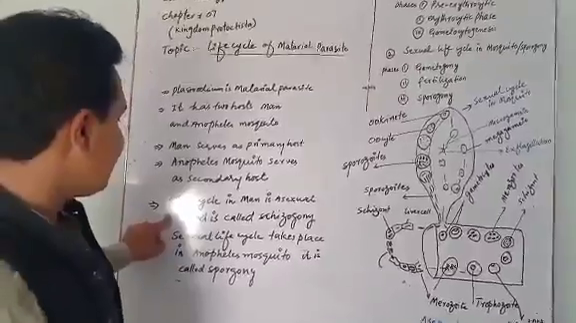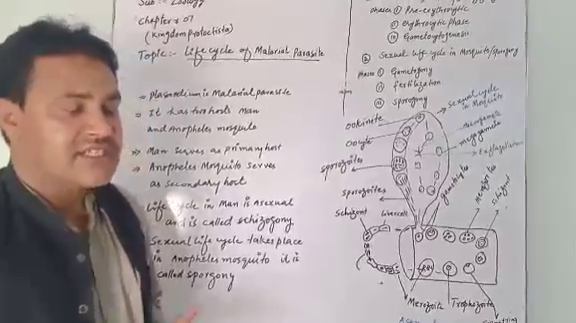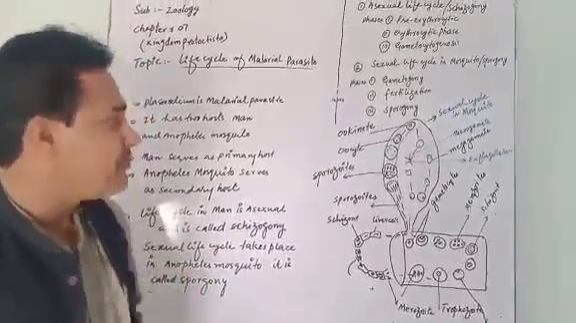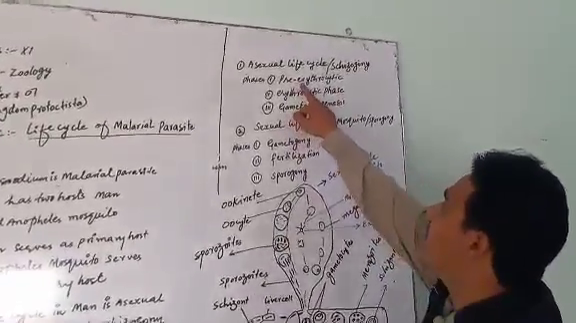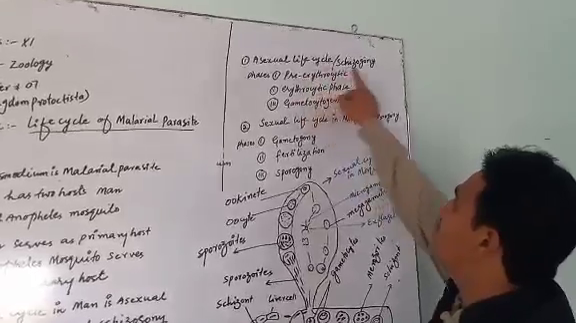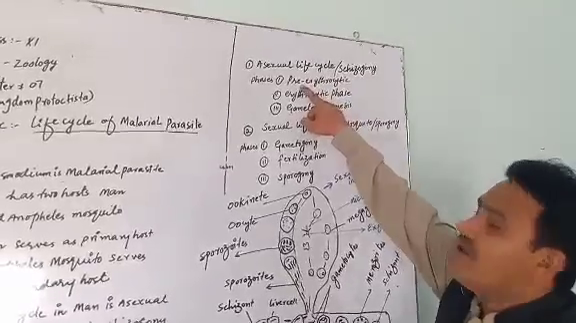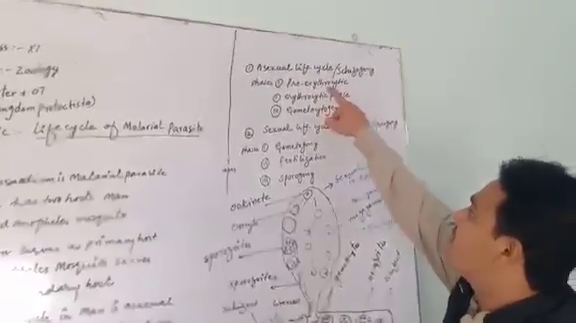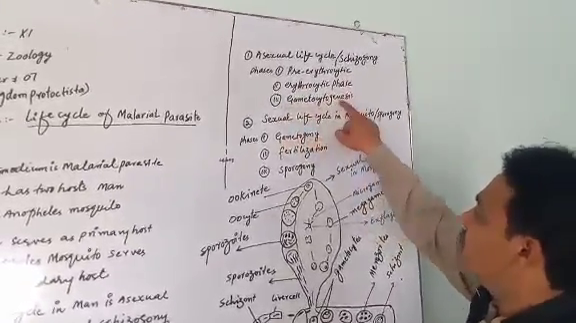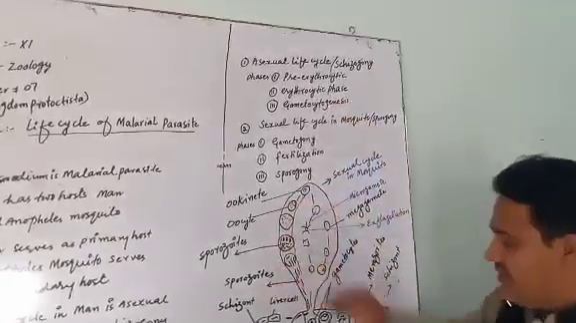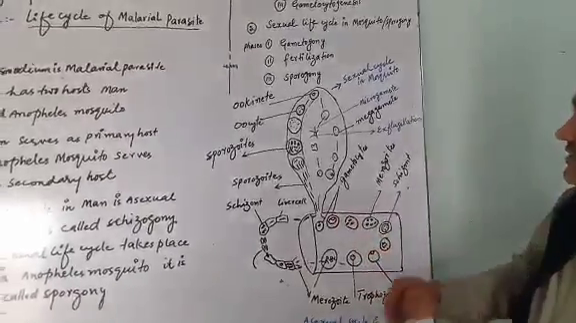Now life cycle in man, or asexual life cycle of Plasmodium in man. There are three phases of asexual life cycle of the Plasmodium. Asexual life cycle of Plasmodium is also called schizogony. It has three phases. Number one, pre-erythrocytic phase. Number second is erythrocytic phase. Number third is gametocytogenesis. Here I have drawn a diagram. What happens in this I will discuss.